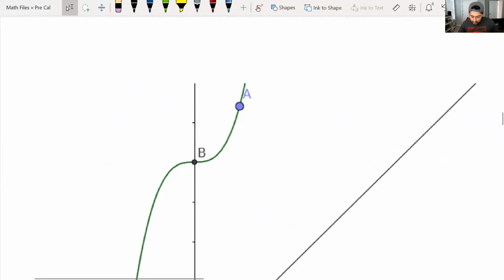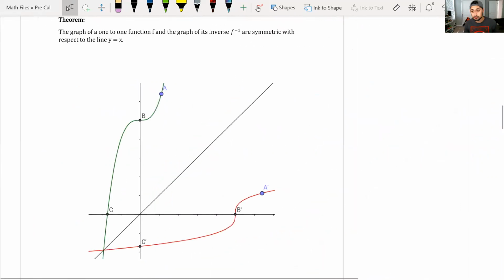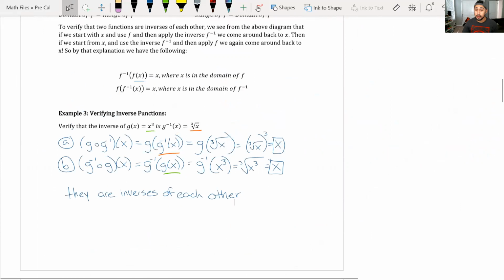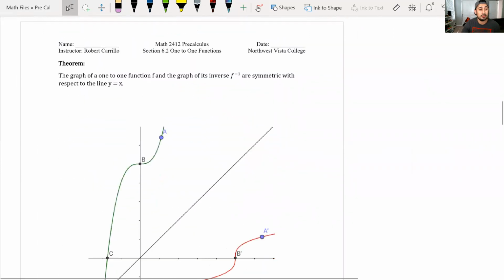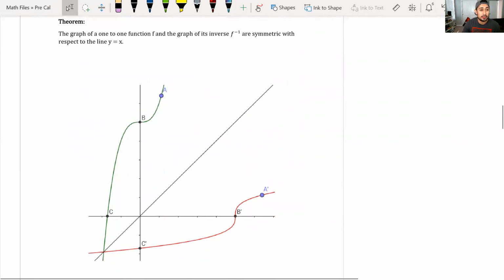Next is graphically. So above was algebraically to check for inverses. Down below is to graphically check for inverses. If two functions are inverses of each other, then they will be symmetric about the line y equals x. So here's the line y equals x. And if they are true inverses of each other, they will be symmetric across it, meaning you can reflect points across it. So we see up here, there's A.